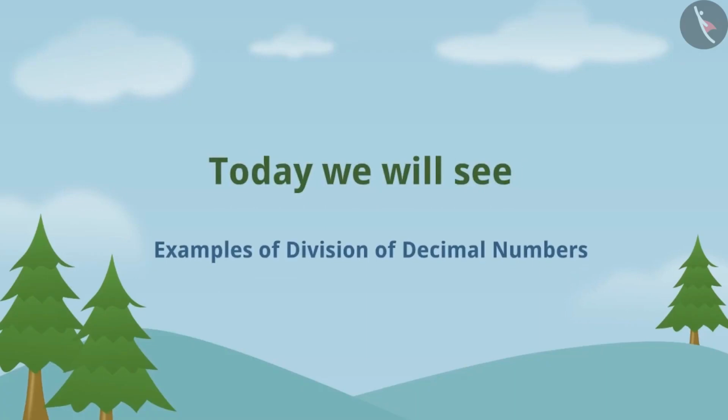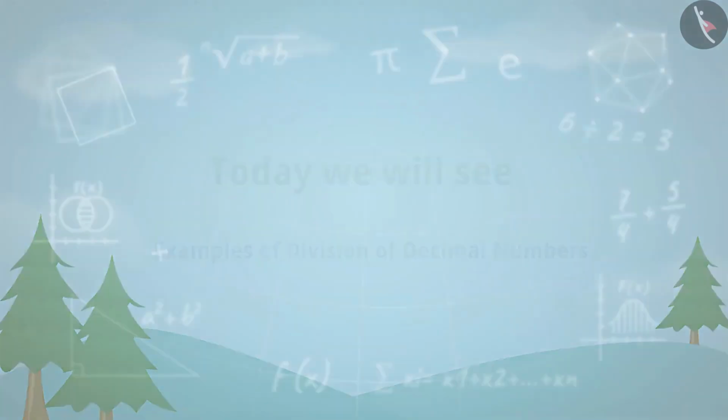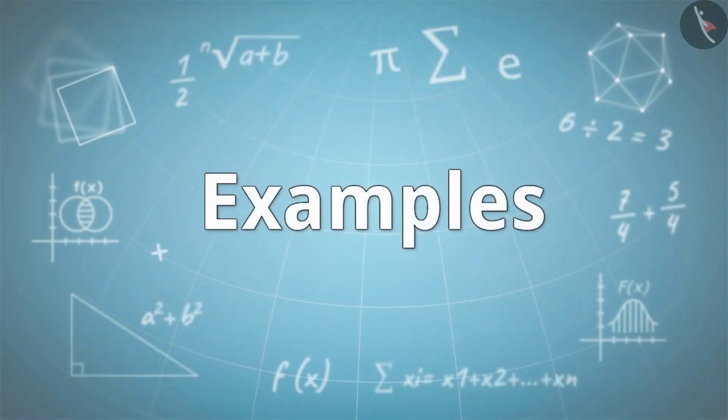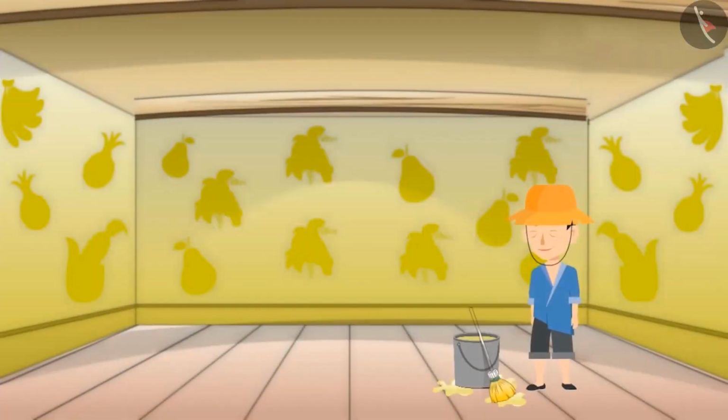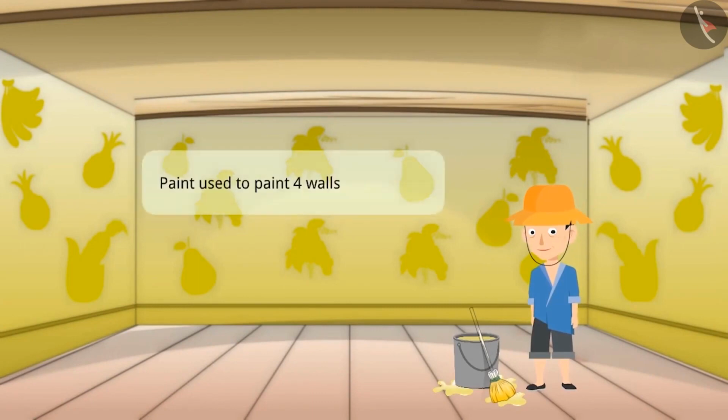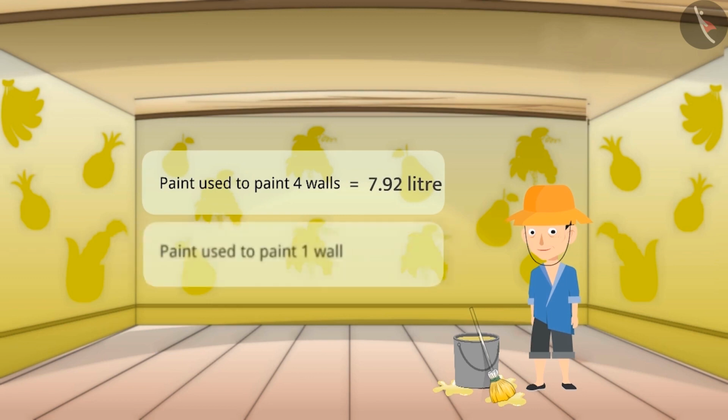Today, we will see some examples of division of decimal numbers. Manish painted the walls of his house. He required 7.92 liters of paint to paint 4 identical walls. If he used an equal amount of paint for all the walls, then find the amount of paint he used for each wall.